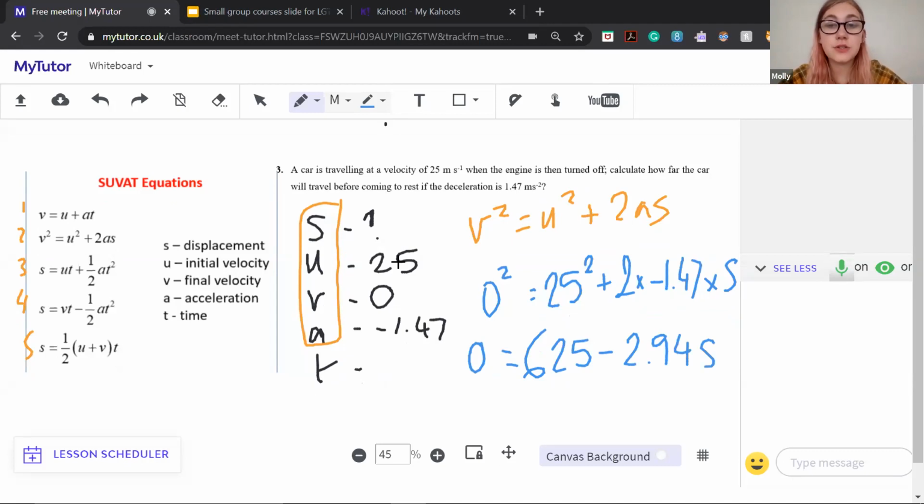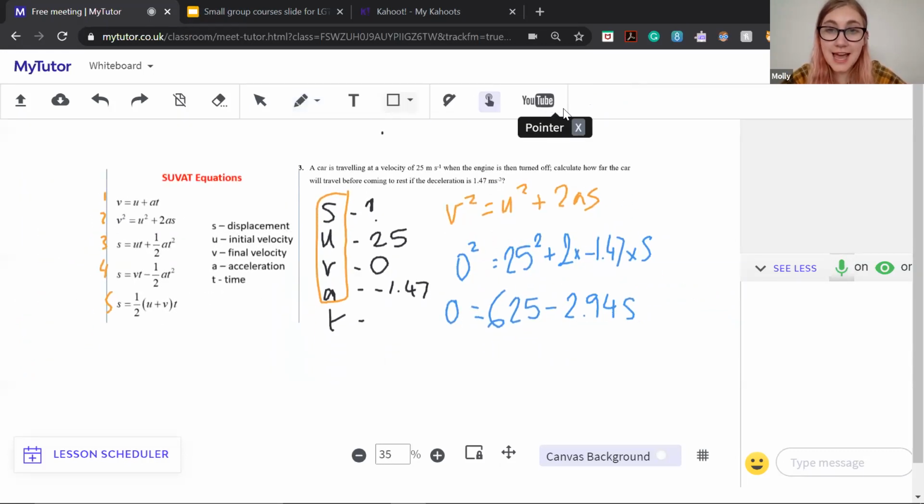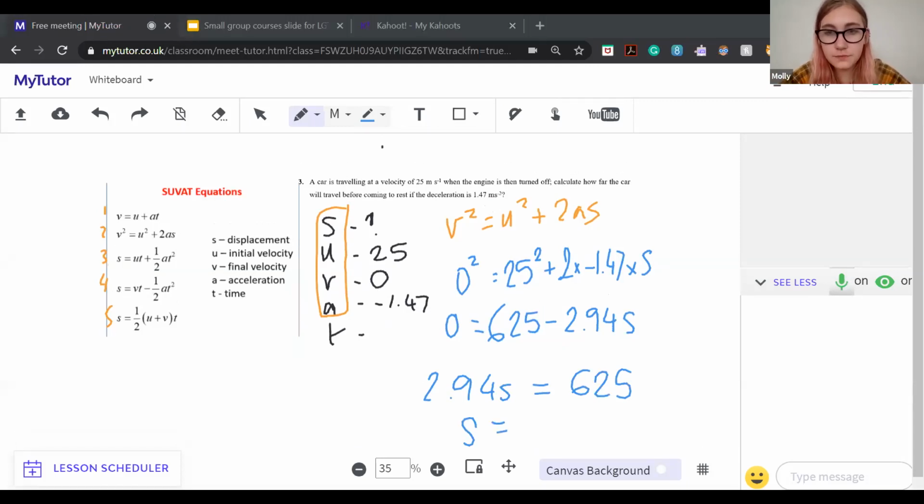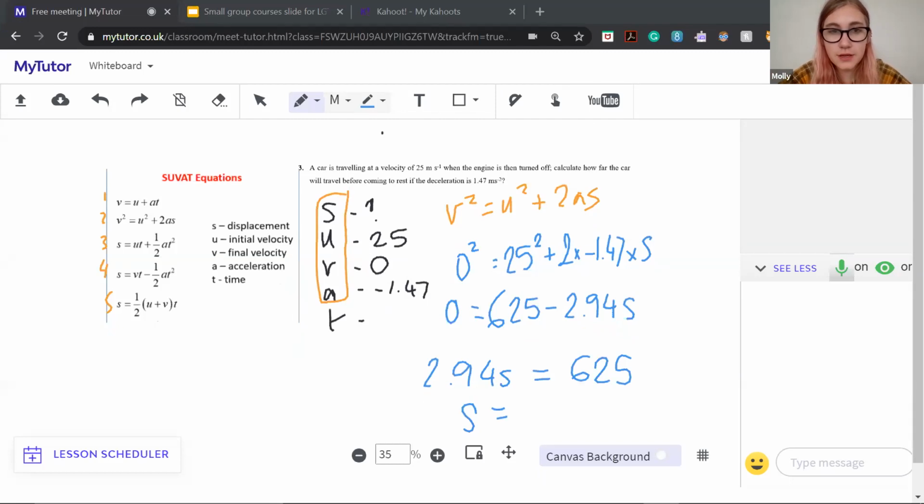So now this is what we have. 0 equals 625 minus 2.94s. So we don't even have to change sides this time because we can just add 2.94s to both sides and we've got our s over there. So 2.94s equals 625. Then to get s by itself, we just have to do 625 divided by 2.94 and we get 212.58. So to the nearest meter, that's 213.